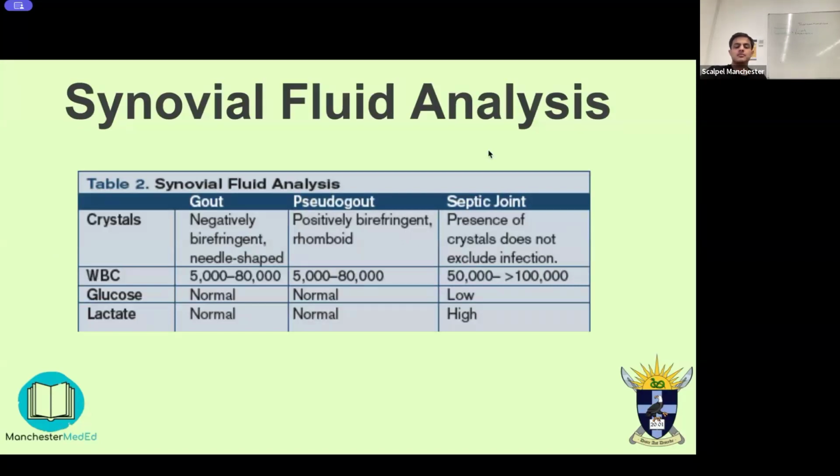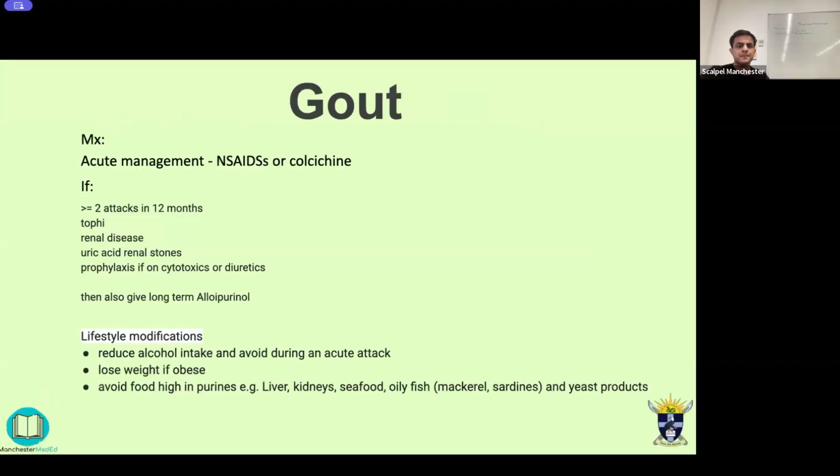And so if you've got gout, you're going to notice in your synovial fluid analysis that you've got negatively birefringent needle-shaped crystals with a low to mid-ish white blood cell count, normal glucose, normal lactate. Now pseudogout we'll get onto, but you can see how it's quite different to septic joint, which doesn't have any crystals in it at all, but it has a very high white blood cell count and low glucose. Low glucose because you usually have a bacterial infection, and the bacteria are using the glucose up as their source of fuel.